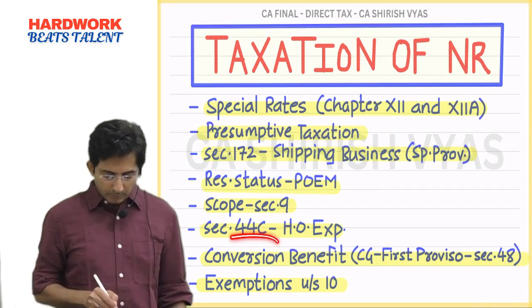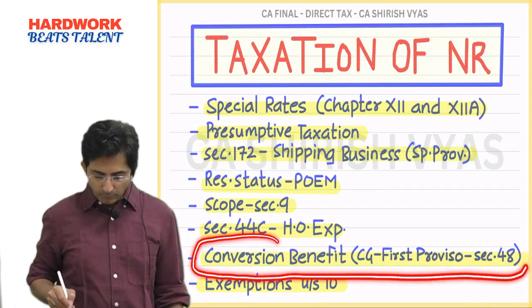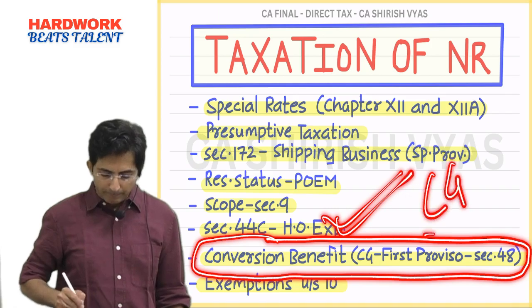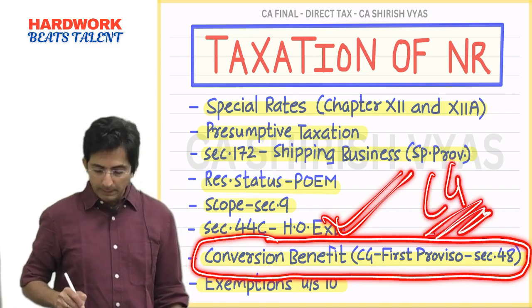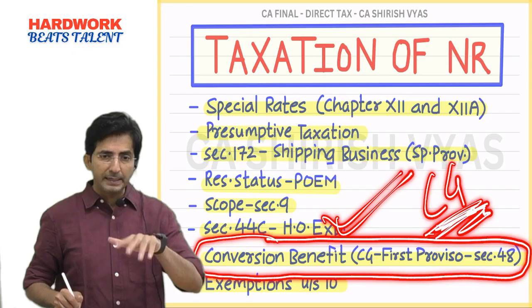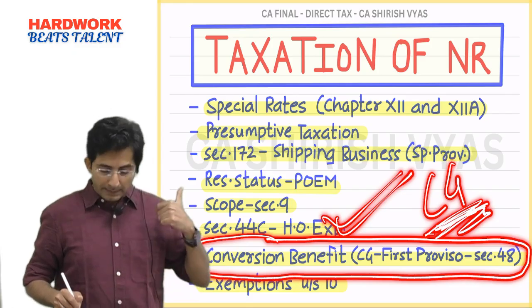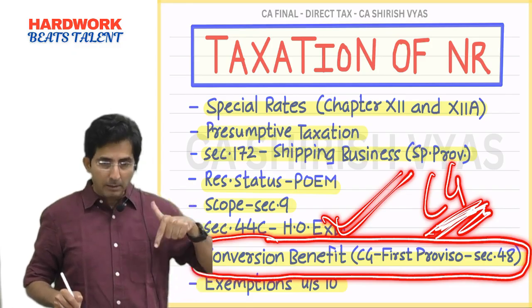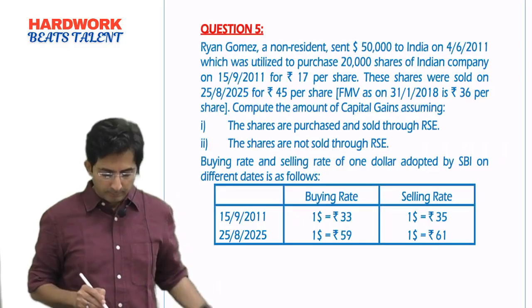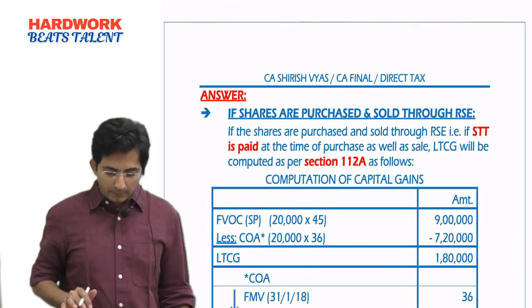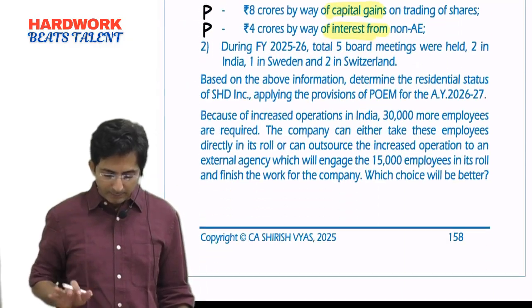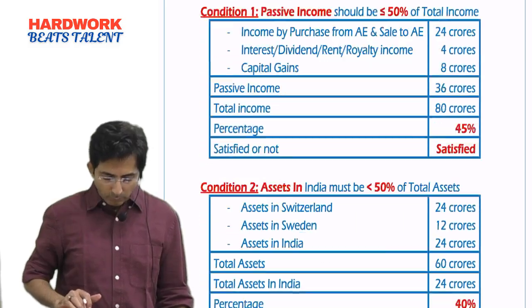Look, conversion benefit, first proviso to section 48. This I have already explained in the topic of capital gains. But in capital gains, that time I just explained the theory. I took one small sum, but I didn't give any homework. So that capital gains thing has come in our NR taxation topic. So that is homework. This is question number 5. So question 5 is homework. Then 5, 6 and 7. 5, 6, 7 is homework.